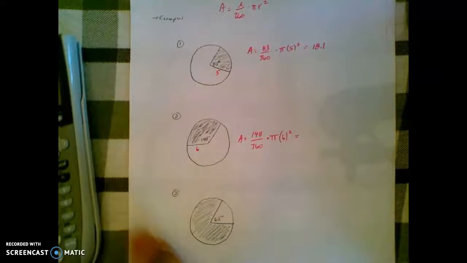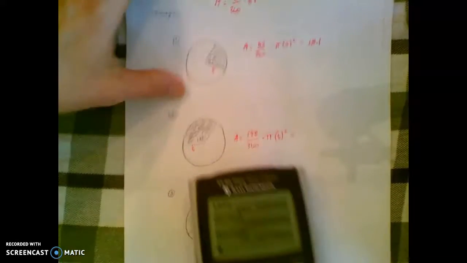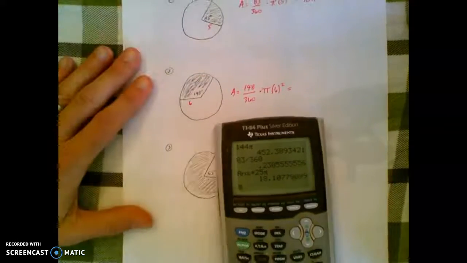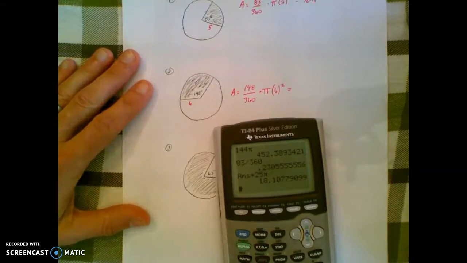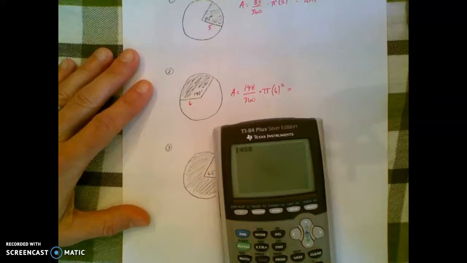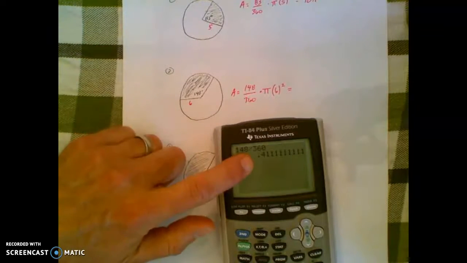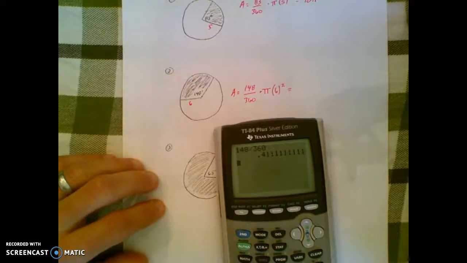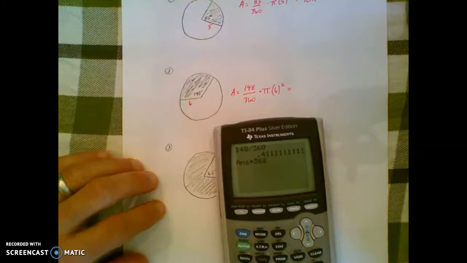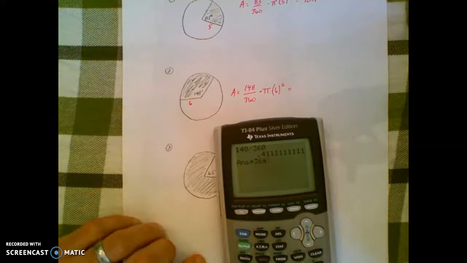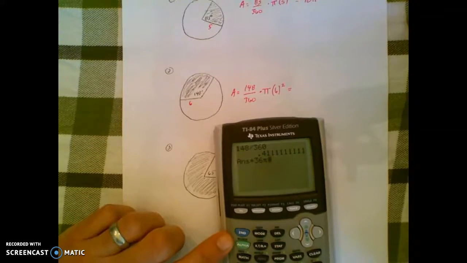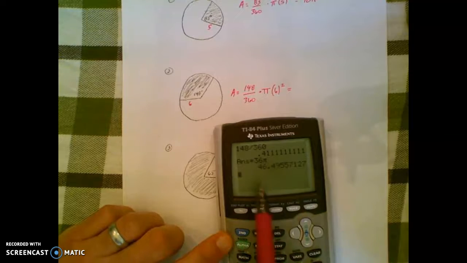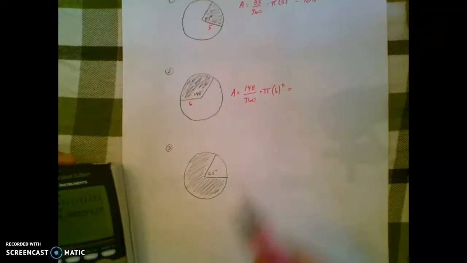And then go to the calculator. So again, on the calculator now, I would do that 148 over 360. And then I need to multiply that times the area of the circle, which is this pi 6 squared. So I would do times 6 squared is 36. And then put the pi in by hitting the second button and hitting that button. Hit enter, and so you can see you're at 46.5.